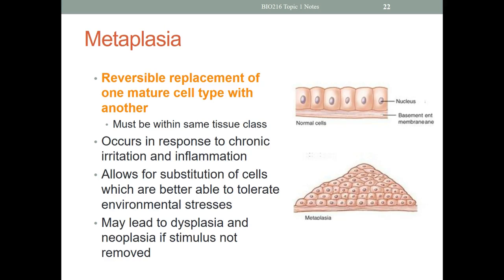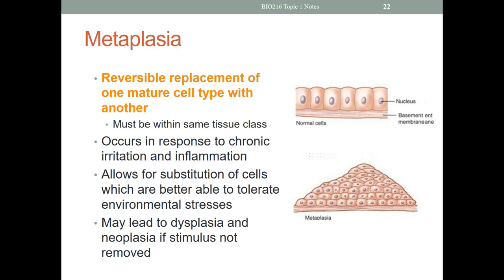Metaplasia is the reversible replacement of one mature cell type with another. Now this must occur within the same tissue class, for instance, within epithelial tissues. So we can't go between, say, muscle and epithelial. It has to be within the same tissue class. And this occurs in response to chronic irritation and inflammation. And what this does is it can allow for the substitution of cells that are better able to tolerate this environmental stress. The most common example is metaplasia that's seen in the lungs in the airways of smokers.